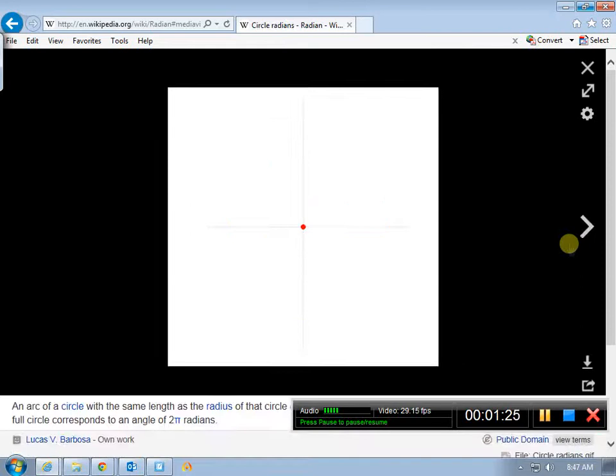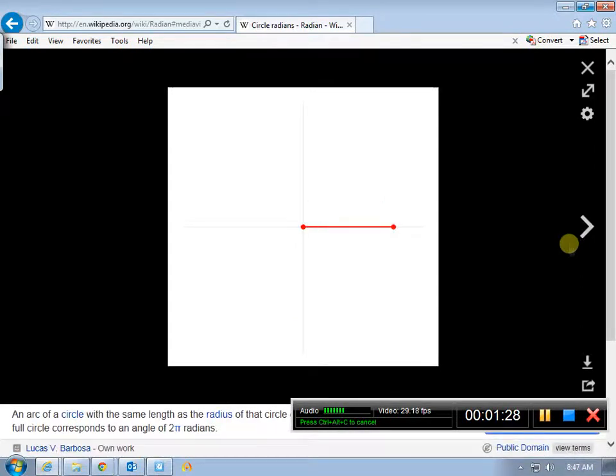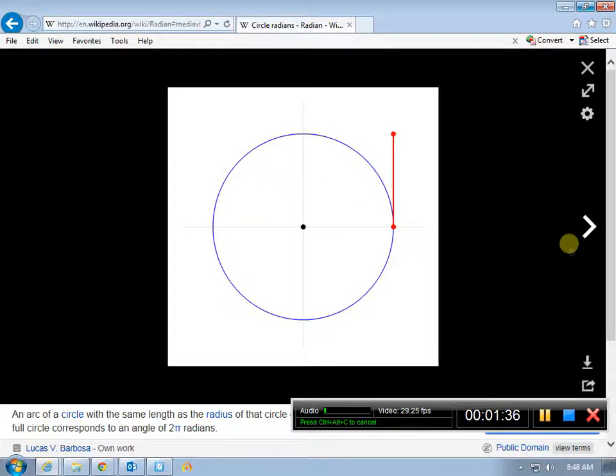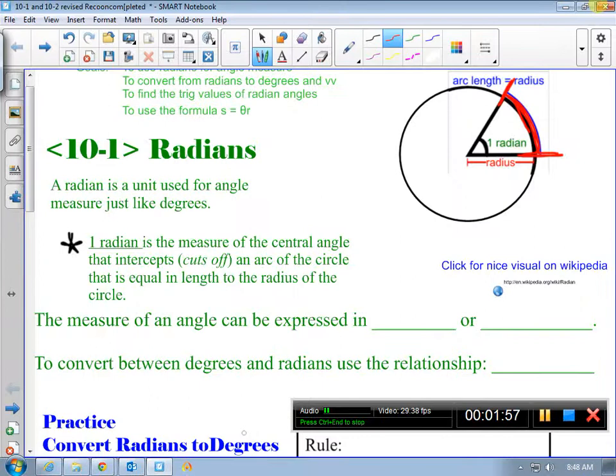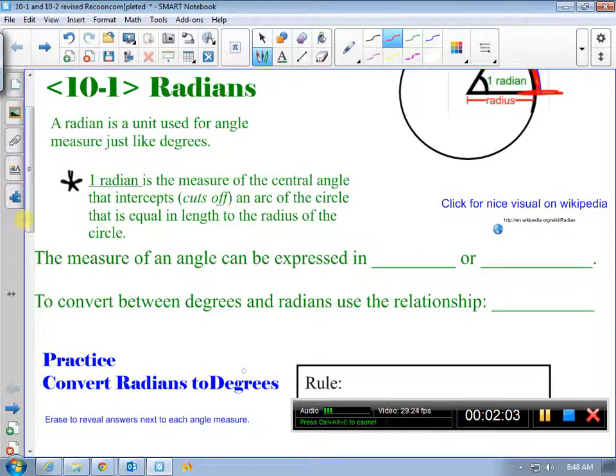Let's watch that again. It's pretty cool. There's a radius of a circle. We're going to take it and bend it along the arc. That radius lying on the arc cuts off an angle that is 1 radian in measure, a little less than 60 degrees. And then pi radians goes all the way to 180. So a radian is just another unit for angle measure, and as you saw, you can find that on Wikipedia.